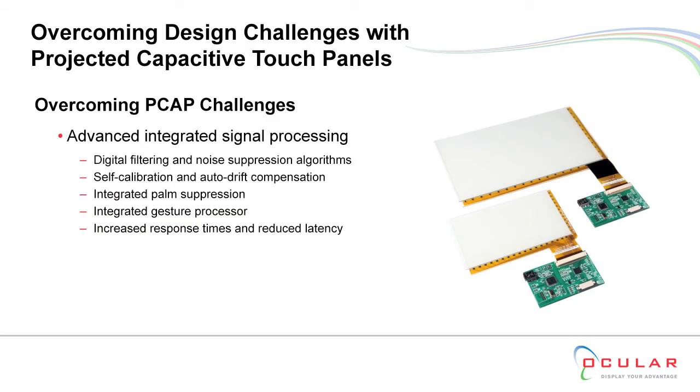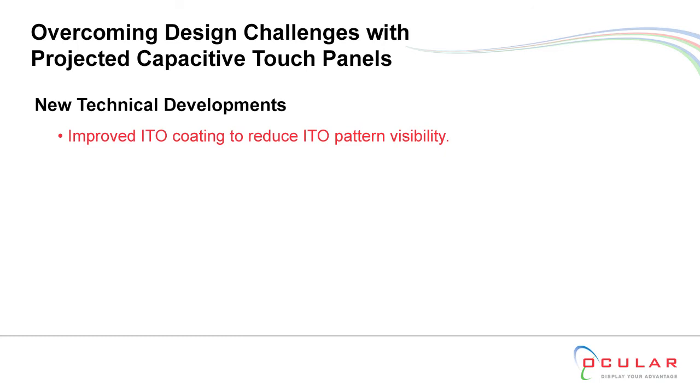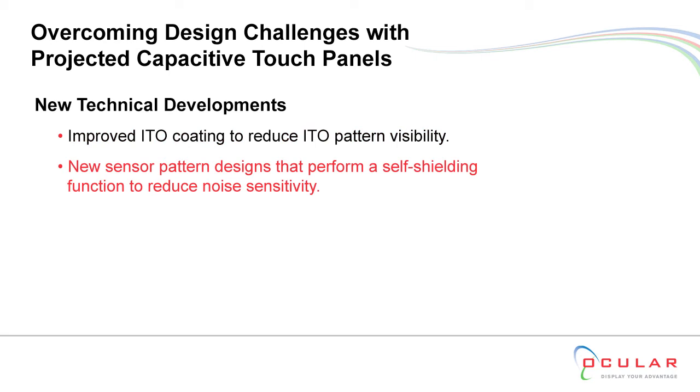The new controller devices that are coming out from Atmel and other controller vendors, you have better noise filtering, you have self-calibration, better processing speeds, better capabilities, which gives better performance, better user experience. We're working with vendors on improved ITO coatings to reduce ITO visibility, as well as other materials to eliminate or replace ITO. New sensor patterns to perform better self-shielding, better noise rejection, and actually better hide the ITO, make it less visible.